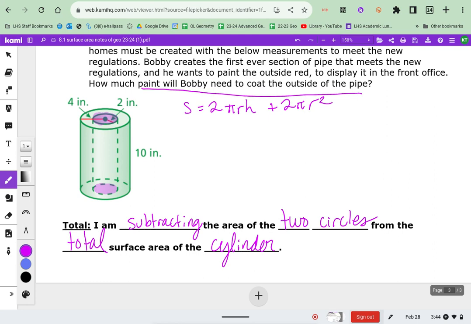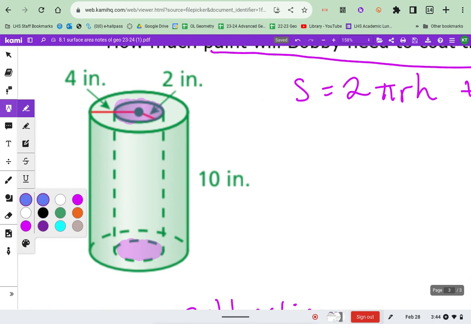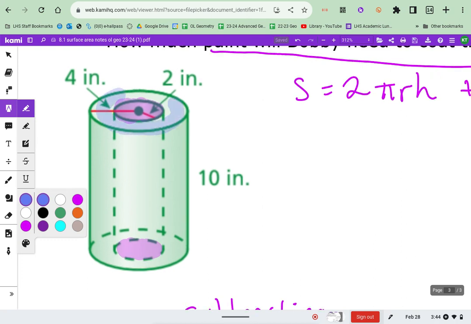Good question. So if we found the lateral, then it wouldn't include the outside of the top, like where it's in blue up there, or the outside of the bottom, which we still want to paint, like some of the top of the pipe and some of the bottom of the pipe. Okay. Yeah.